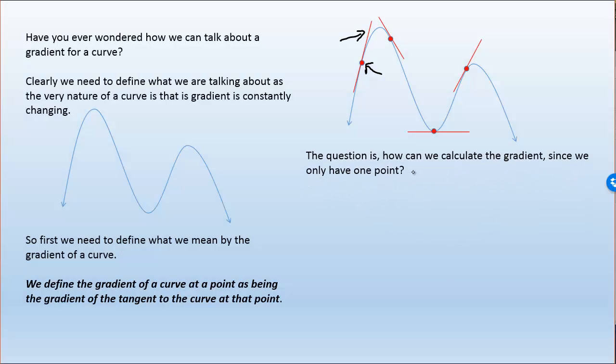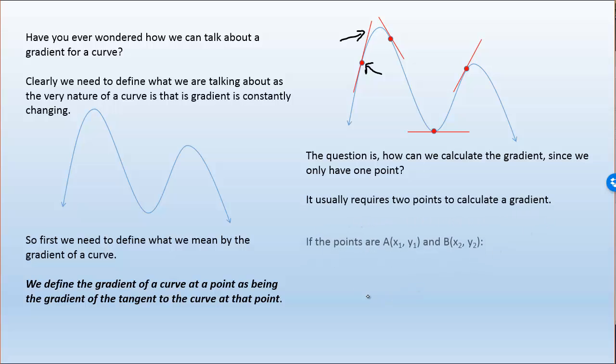The question is, how can we calculate the gradient since we only have a single point? It usually requires 2 points to calculate a gradient. If the points are A and B, where A has coordinates x1, y1 and B x2, y2, then the gradient is calculated as y2 minus y1 divided by x2 minus x1. That's the rise over the run.